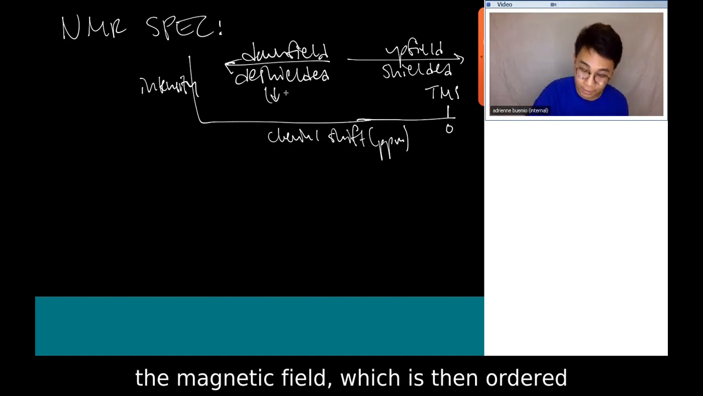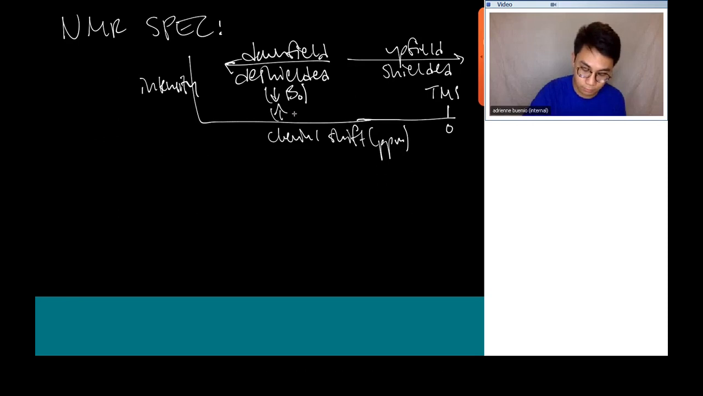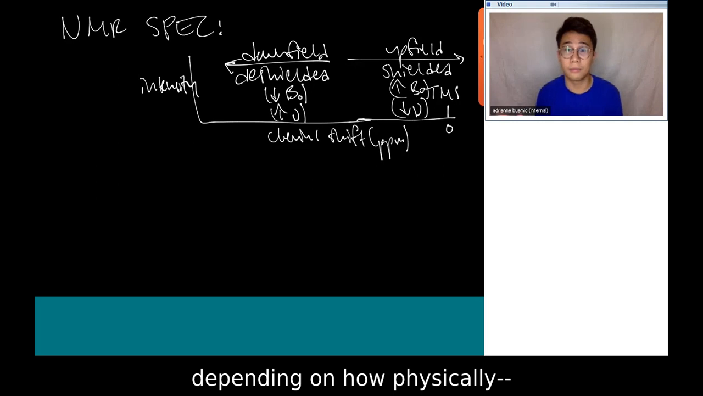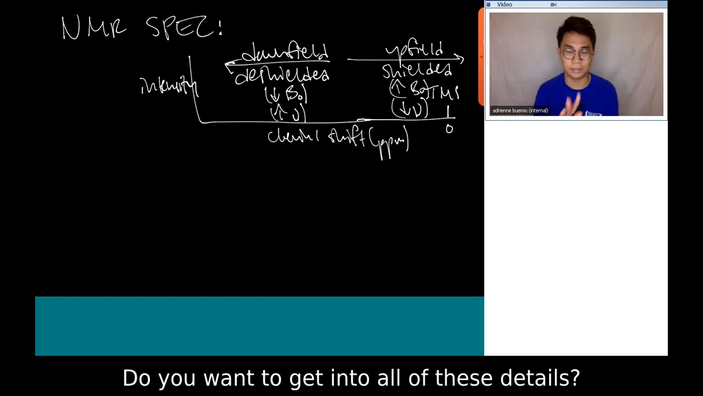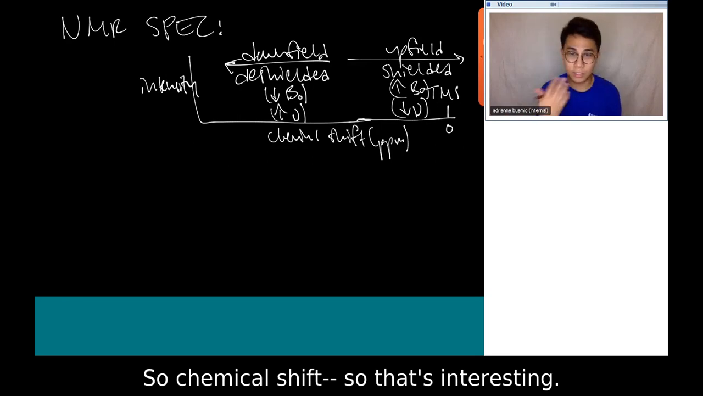And also, just more information, the more you go this way, it decreases the magnetic field, which is denoted by B, and increases frequency, right? And then vice versa. So you may or may not need to know that depending on how physics-inclined your professor is, if they want to get into all of this detail. That sucks, but that's how it is. So that's chemical shift.